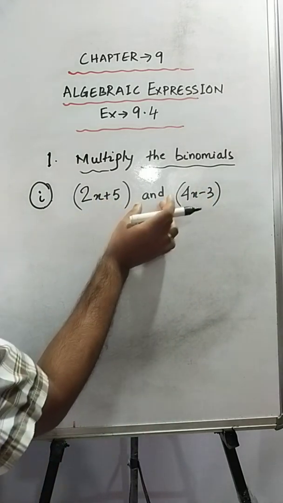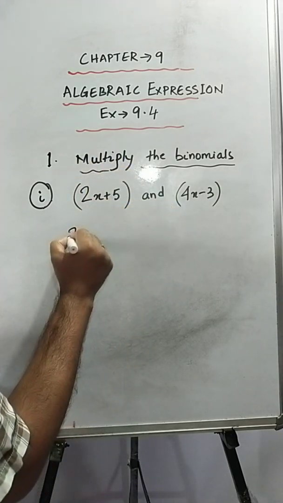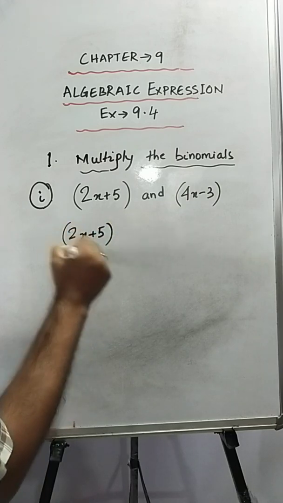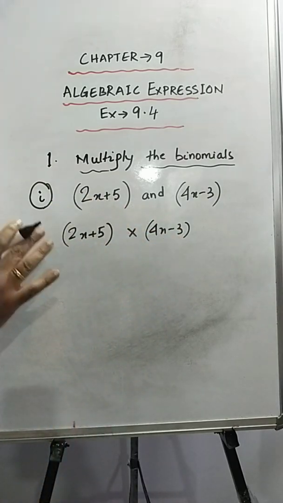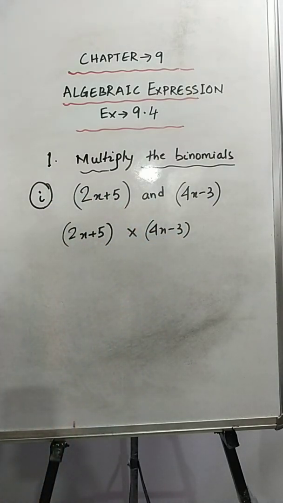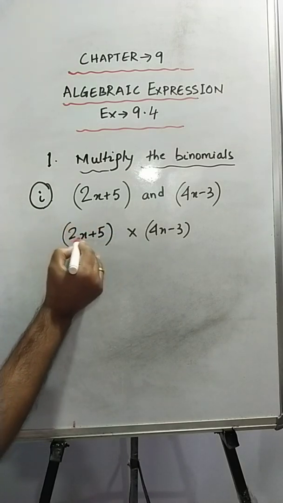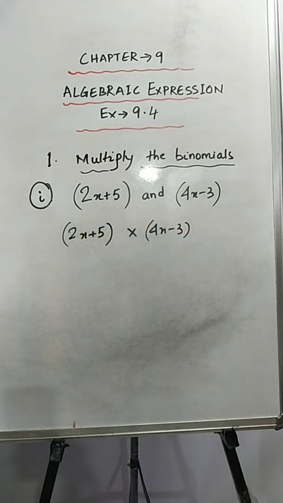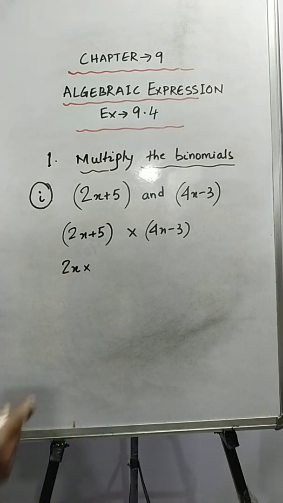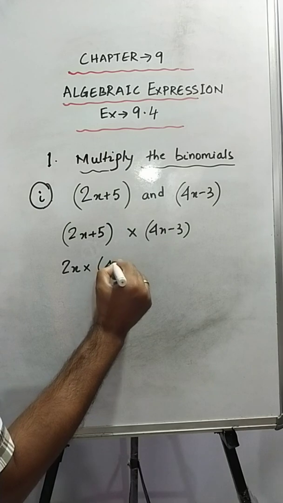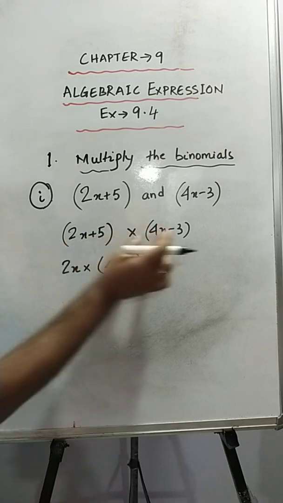First of all, because we have to multiply, in place of 'and' we will put a multiplication sign. So (2x + 5) into (4x - 3). This is the first step. Now second step: the first term of the first expression, I repeat, the first term of the first expression, you have to multiply with this binomial. So we'll write this first term, that is 2x, put a multiplication sign and write this binomial here with a bracket. So we are multiplying this monomial term with this binomial term.